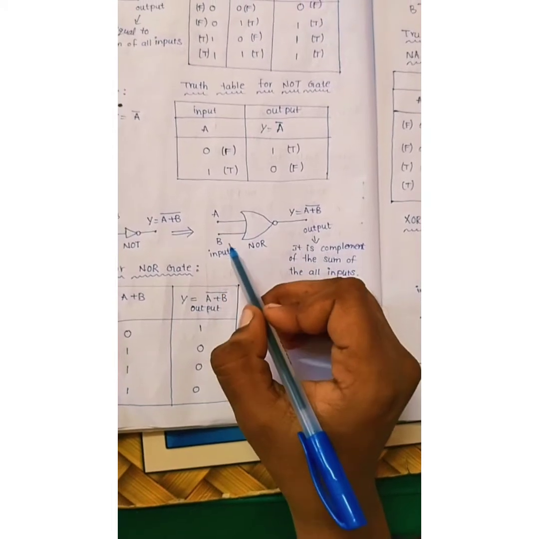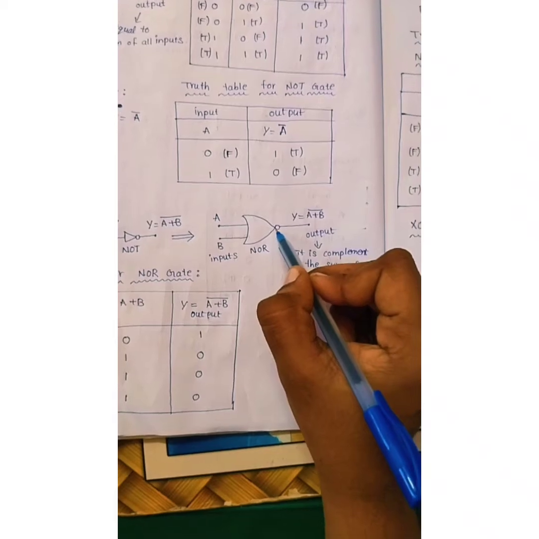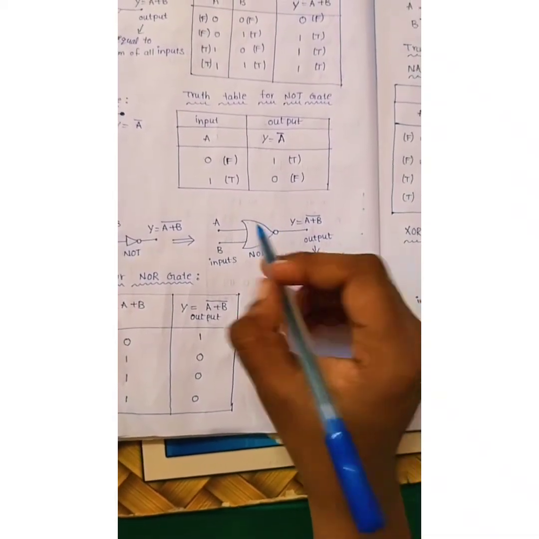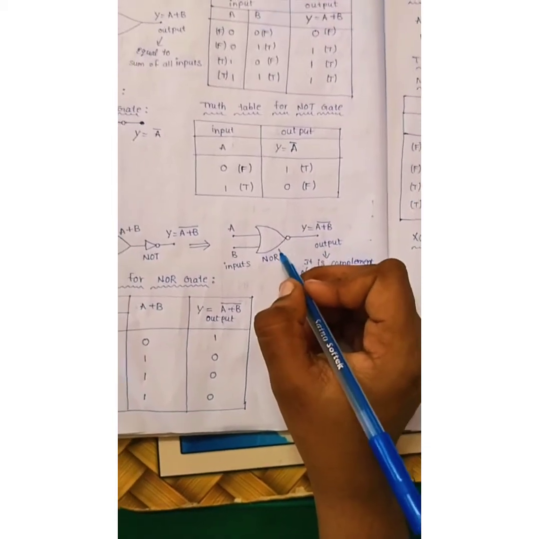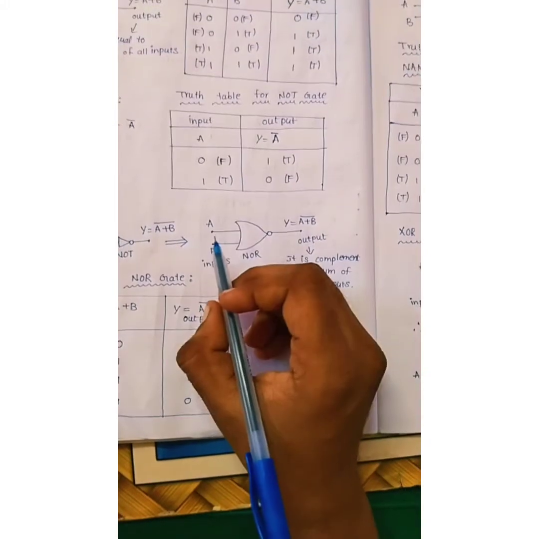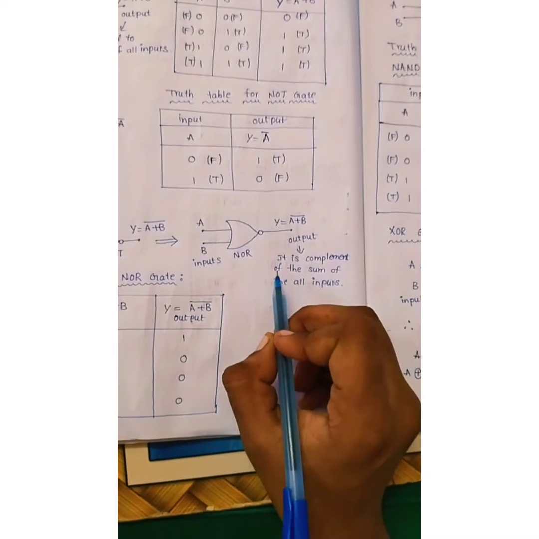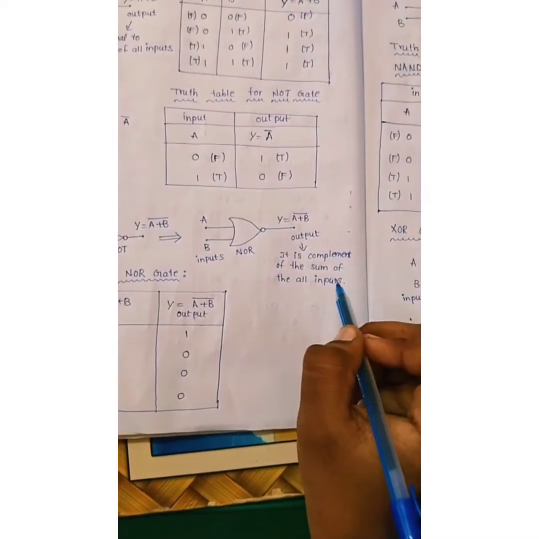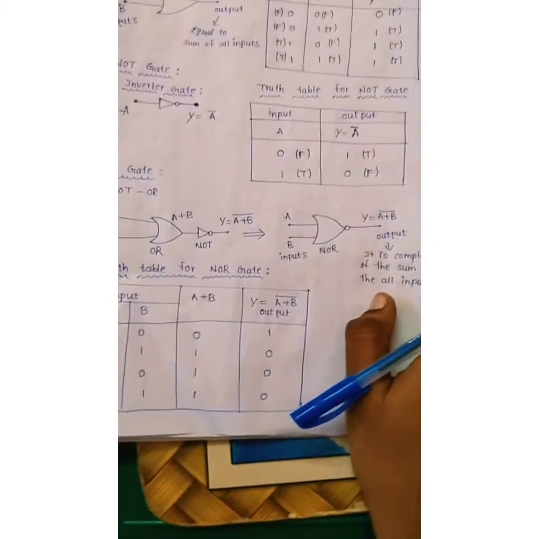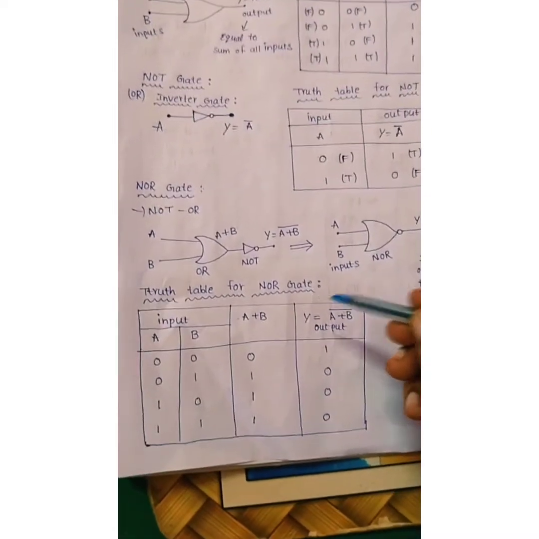Here A and B are the inputs. Here this is the NOT symbol and this is the OR symbol, so it is a combination of NOT and OR gates. So this is the NOR gate. Here we take two inputs and it produces a single output. The output is the complement of the sum of all the inputs. Let's see the truth table of the NOR gate.